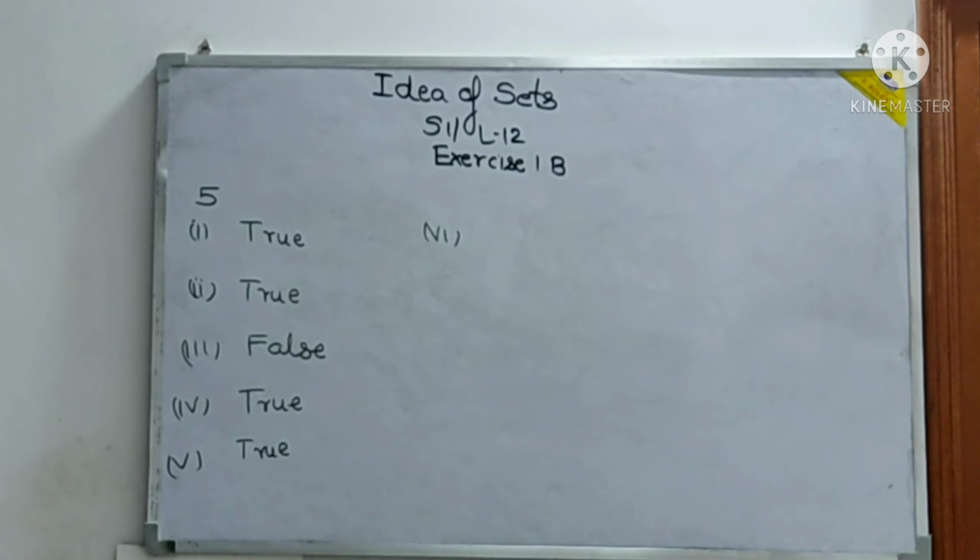Sixth part is PQR is that subset of small letter of English alphabet. Okay, small letters, these are all small letters only. So if you take all small letters, so it should be true only.